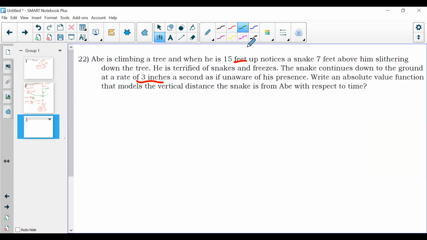All right, anyway, we're told Abe is climbing a tree, and when he is 15 feet up, he notices a snake 7 feet above him slithering down the tree. He's terrified of snakes and freezes. The snake continues down to the ground at a rate of 3 inches a second, as if unaware of his presence. We're gonna write an absolute value function that models the vertical distance the snake is from Abe with respect to time. So what that's basically saying is that we're gonna write an absolute value equation.